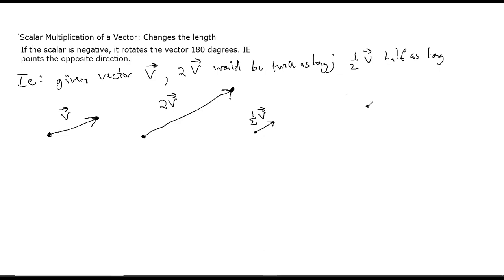Or let's say I draw something that's the same length, but instead of the arrow pointing up and right, let's have the arrow pointing down and left. This would be negative v. That's what we mentioned here. If the scalar is negative, it rotates the vector 180 degrees, which just points it in the opposite direction. So again, this is pointing in the opposite direction to the original one. It's the same length, but pointing in the opposite direction.